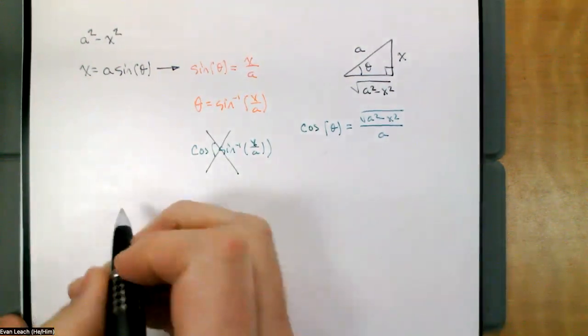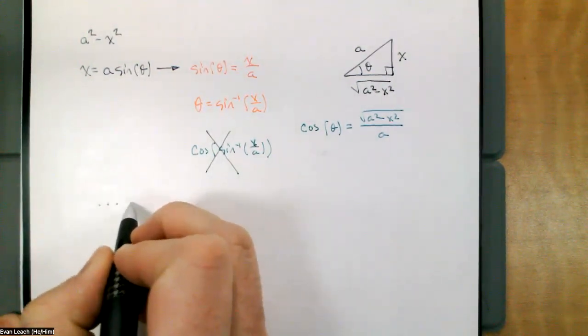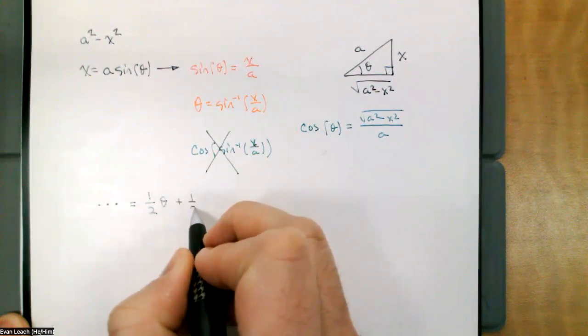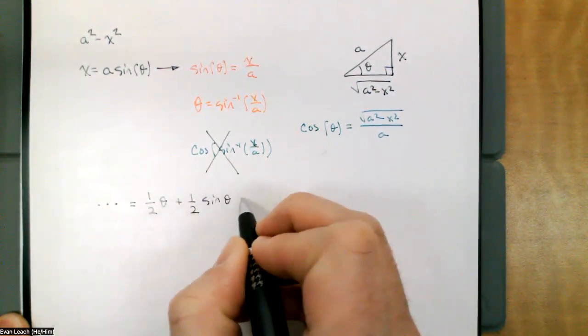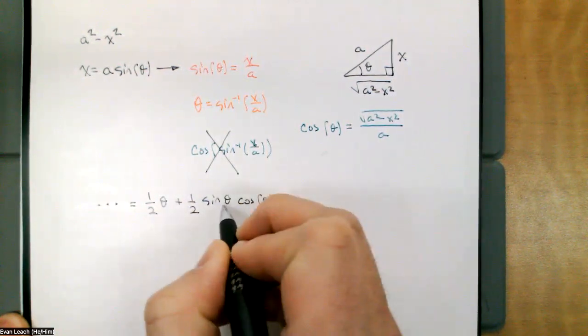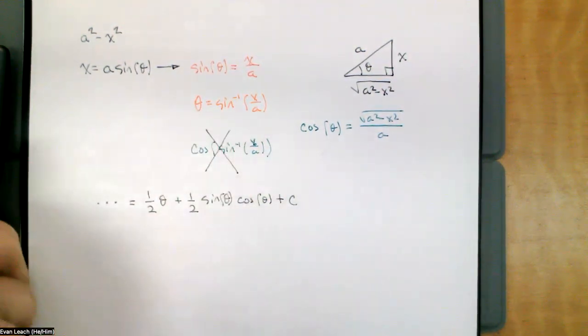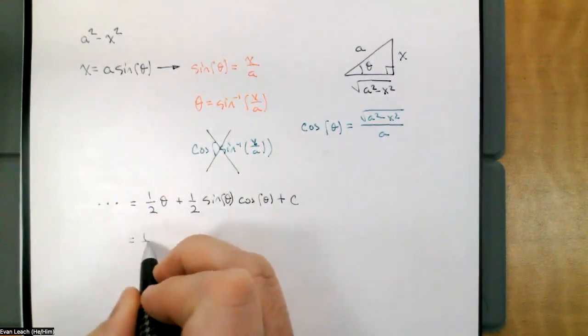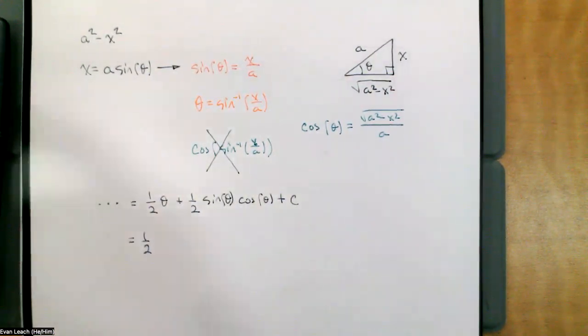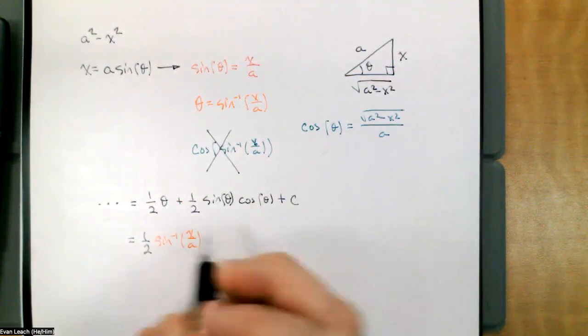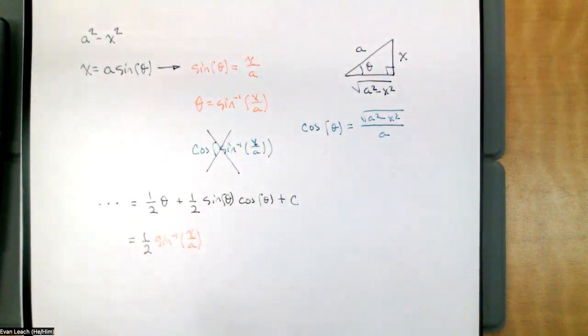So if, for example, we had some hypothetical stuff happen and we ended up with, let's say, a 1/2 theta plus a 1/2 sine theta cosine theta plus c, then undoing our sines and cosines to go to x's, theta can just be the sine inverse, one half sine inverse of x over a.